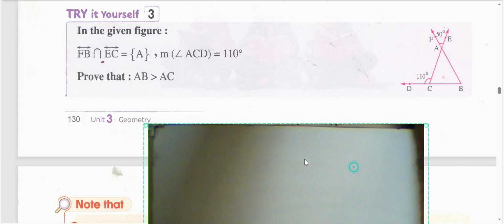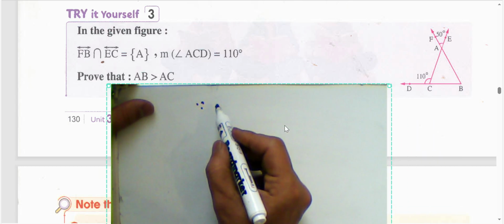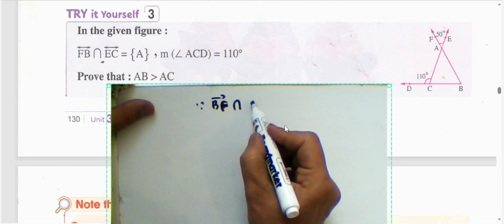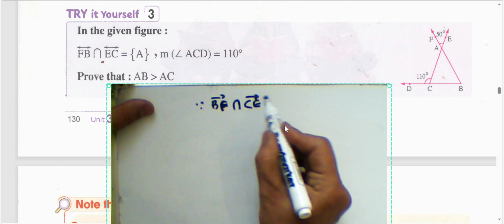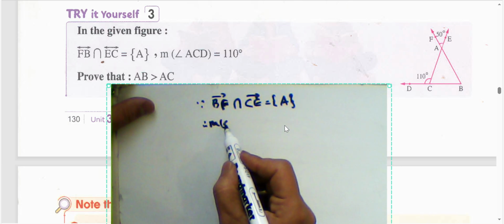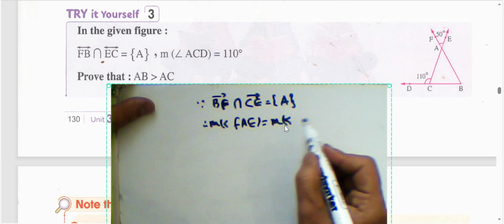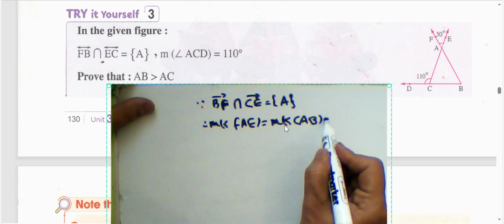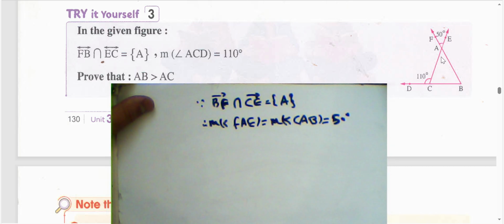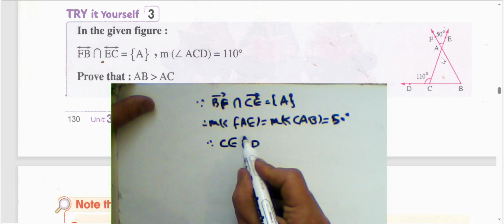Okay, so I will write the steps here to find the answer. First step, such that we have BF intersecting with CE at the point A, the measure of angle FAE is equal to the measure of angle CAB, equal 50 degrees. They are equivalent vertical opposite angles, such that C is pointing to BD.